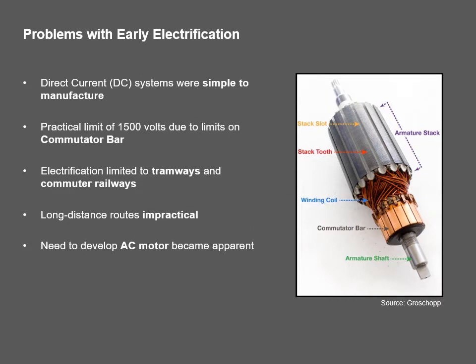Direct current systems were simple to manufacture, but they had a practical limit of 1500 volts, and this was due to the commutator bar. So electrification was limited to tramways and commuter railways. Issues regarding the transmission of electrical supply using DC systems were also impractical, so there was a need to develop an AC motor.